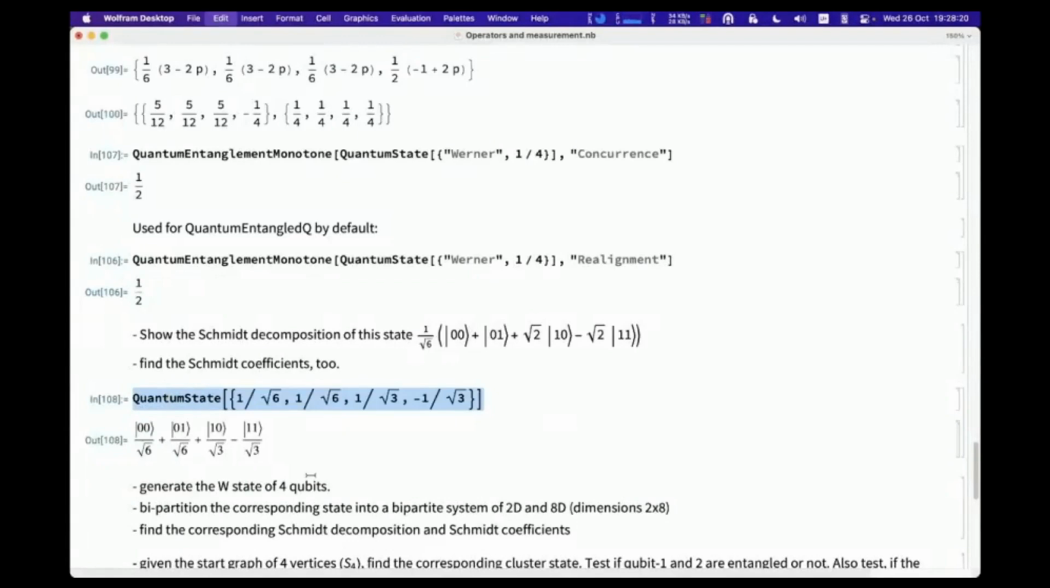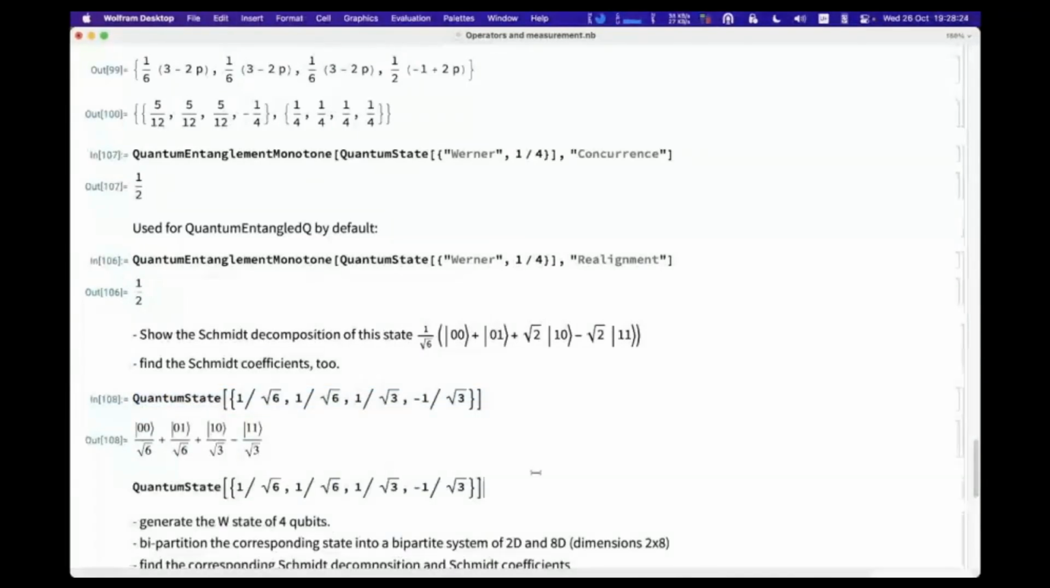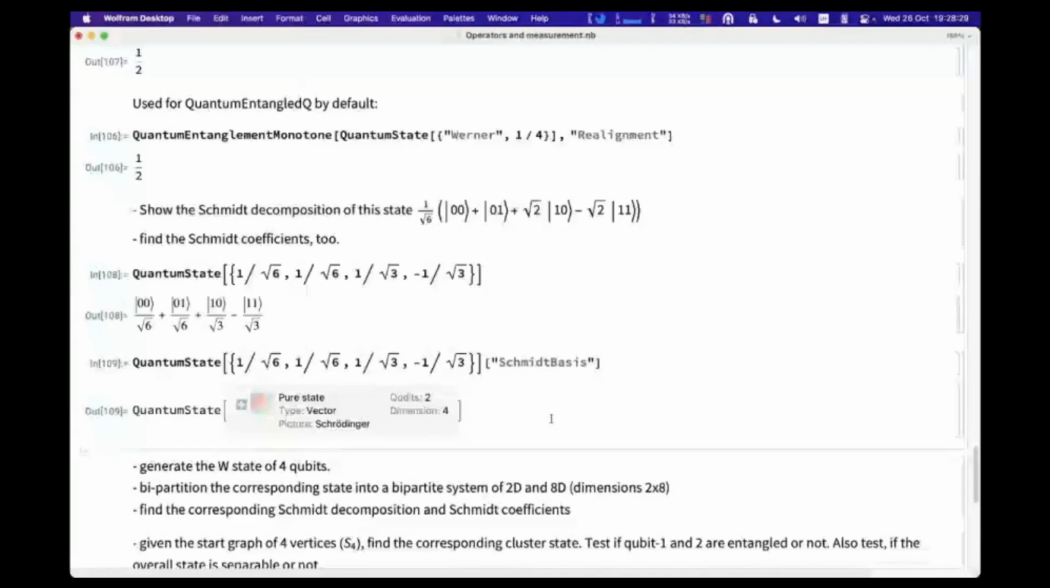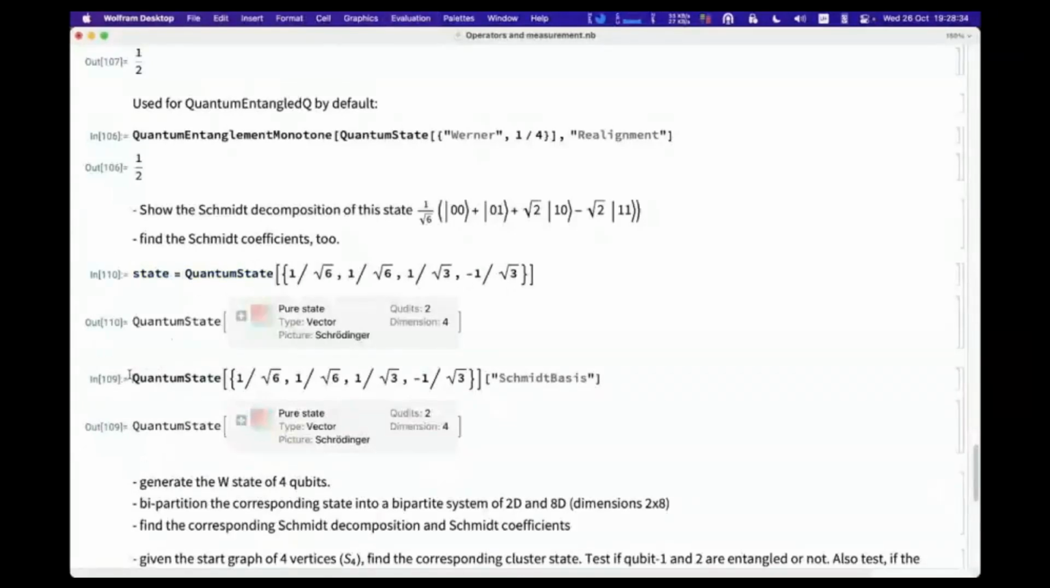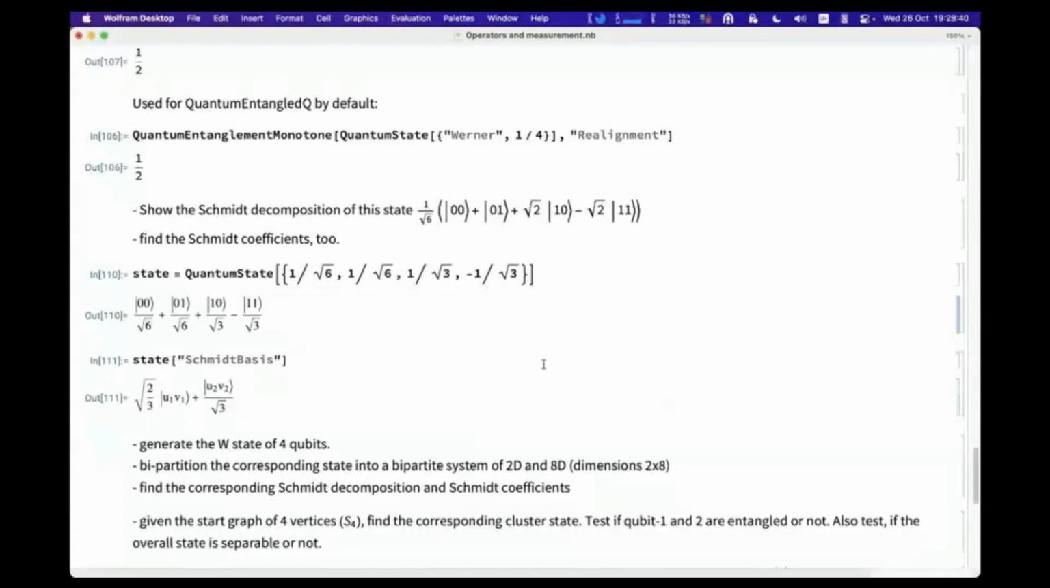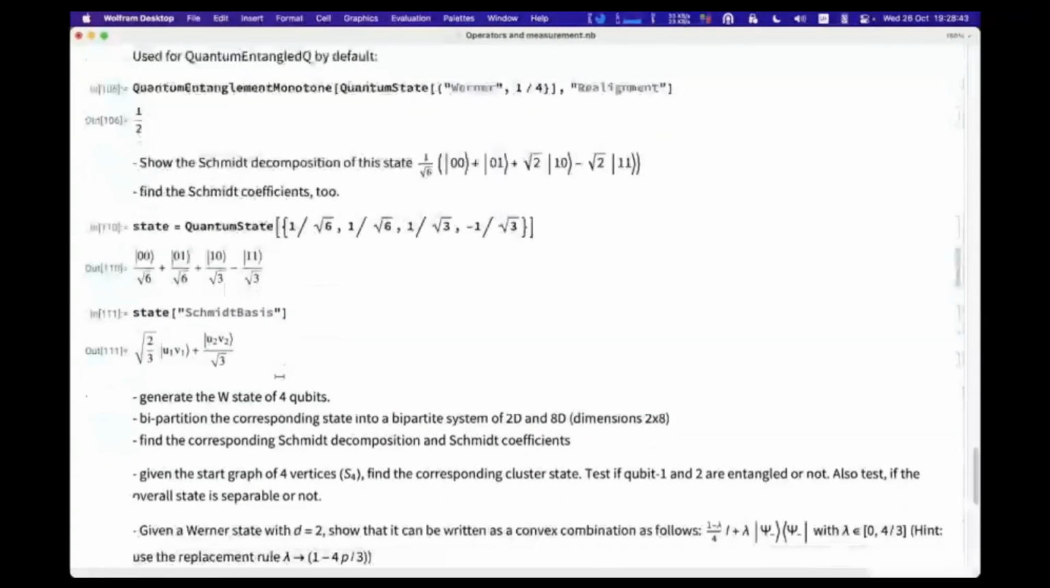So let's ask for the Schmidt decomposition, which is the Schmidt basis. Basically here, we are just changing the basis. Remember, a Schmidt decomposition is nothing but a change of basis. So let's look at the formulas, so people can see the formula. So you see now, it's 1 and 1, and then 2 and 2.